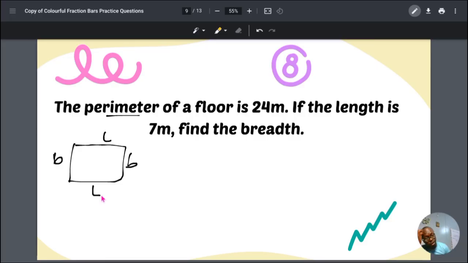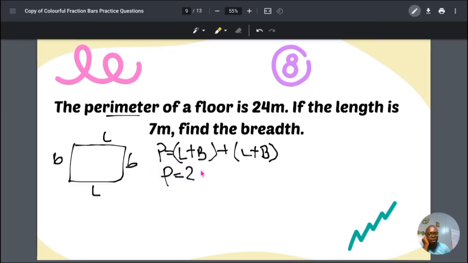So what we are dealing with here is the perimeter is the distance round. That means adding everything, length plus breadth and length plus breadth. So perimeter is length plus breadth first, and another length plus breadth. So that was how that formula was derived. And because length plus breadth is coming twice, we give it as 2 into the bracket of length plus breadth.